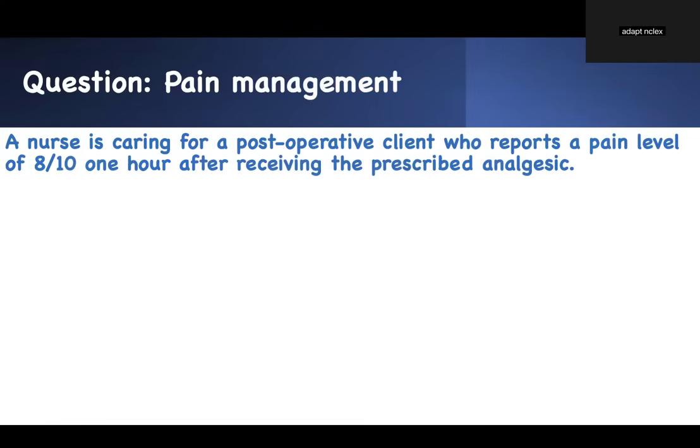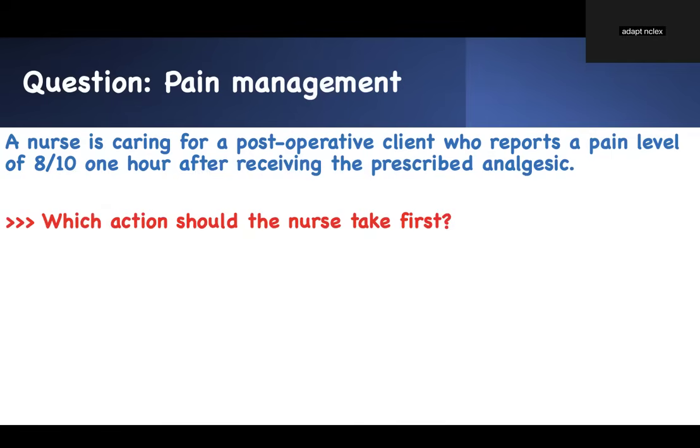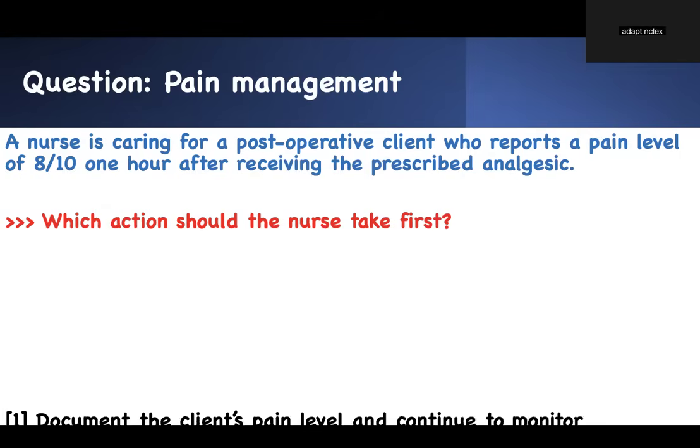Next question, pain management. A nurse is caring for a post-operative client who reports a pain level of 8 out of 10, 1 hour after giving them their prescribed medication. The pain is not responding. So what is the problem? Pain issue. Why do you have to manage the patient's pain? That is the key concept of the question, right? Which action should the nurse take first? You see, you have to know why you have to manage this patient. And because you know why, you're going to use it to prioritize, to link it to the prioritization question.